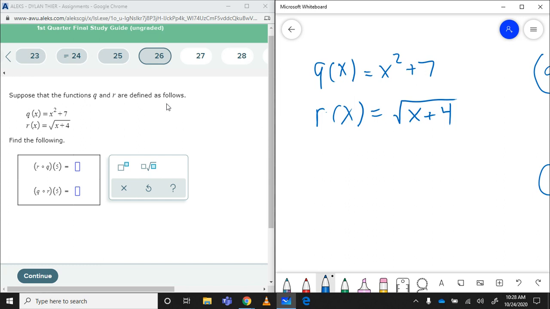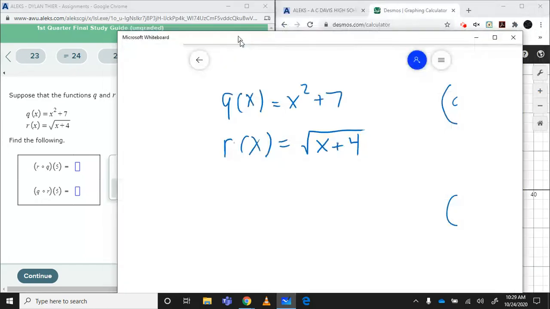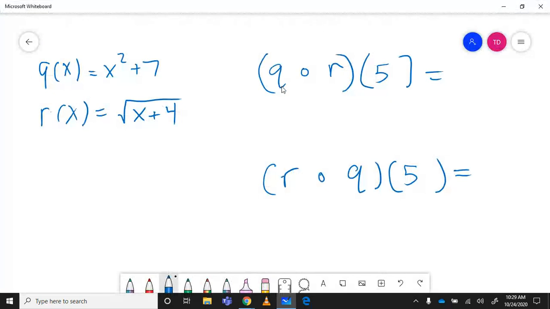In question 26, we're being asked to evaluate functions at the value of x equals 5 for the composition of functions q and r. So we have r of q and q of r. These are two different compositions. So first of all, taking a look at this, q of r, well, that is going to be the same as the function q, x squared plus 7.